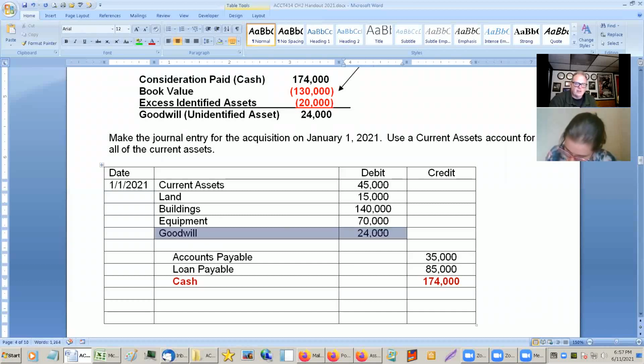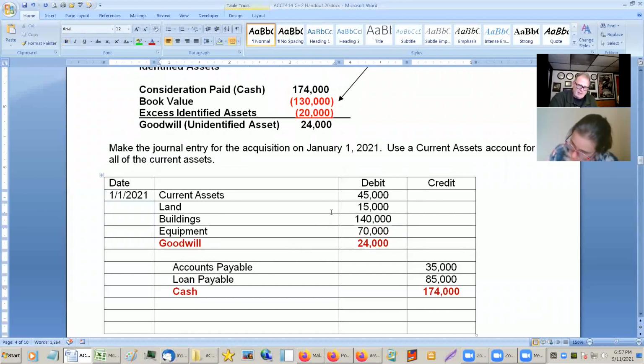So this is the goodwill part of it. And that's why I don't like the term unidentified asset, because it's identifying an asset that exists because the company is run better. But that makes sense.